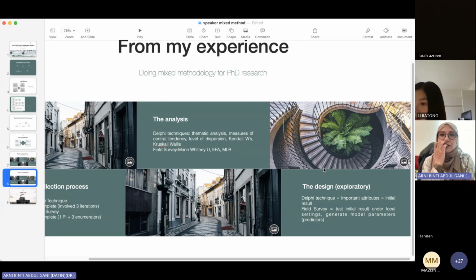So I generate model parameters or predictors for the public participation practices in protected areas for Malaysia. So those are the designs, exploratory by nature. Okay, so I hope that actually this is the end of it.